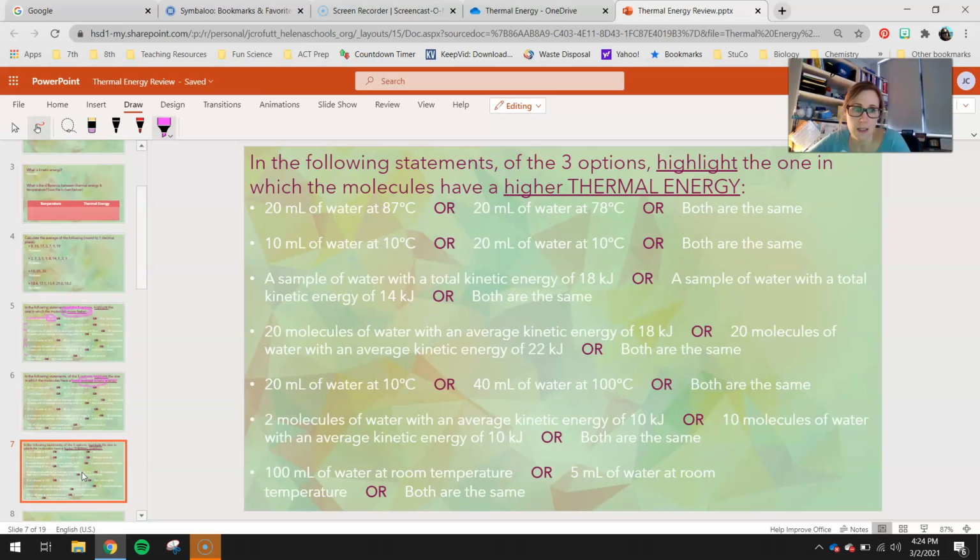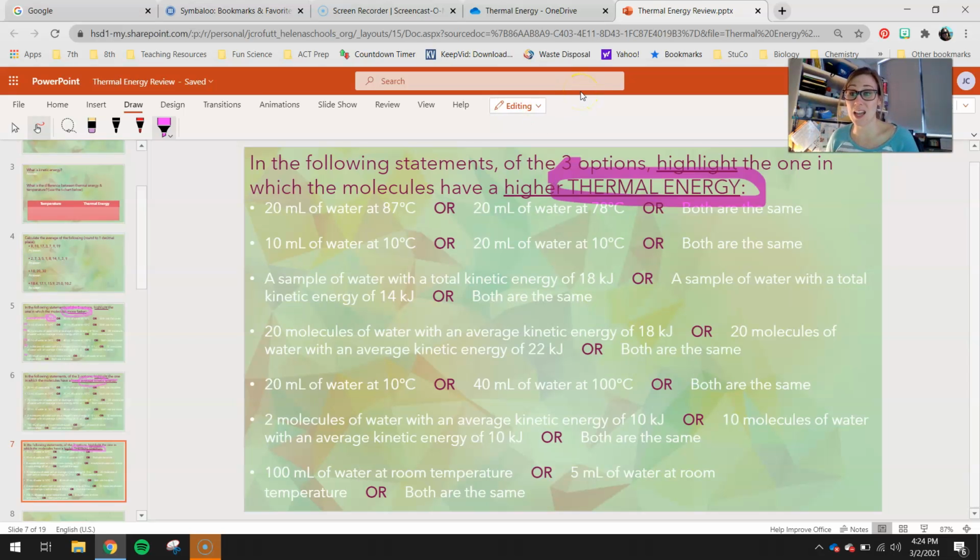Okay, finally, in the following statements of the 3 options, highlight the one in which the molecules have a higher thermal energy. So this is the big one. This is where the size of the sample does matter, because the more you guys are looking at thermal energy, and thermal energy is the total kinetic energy of all the molecules. So the more molecules you have, chances are you're gonna have a higher thermal energy as well. So really take that into consideration.